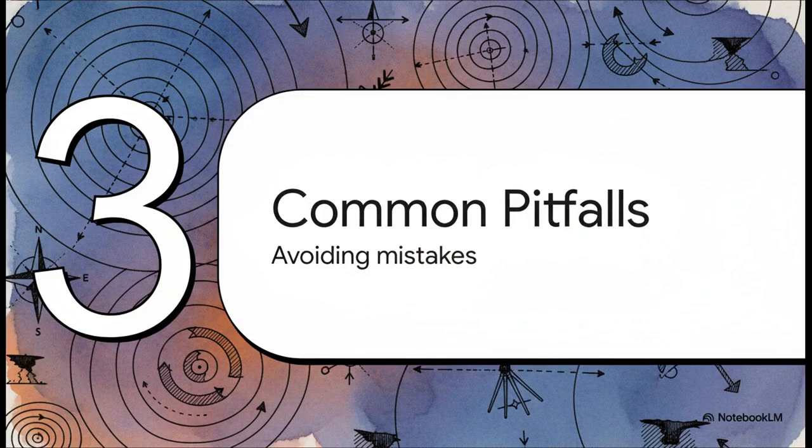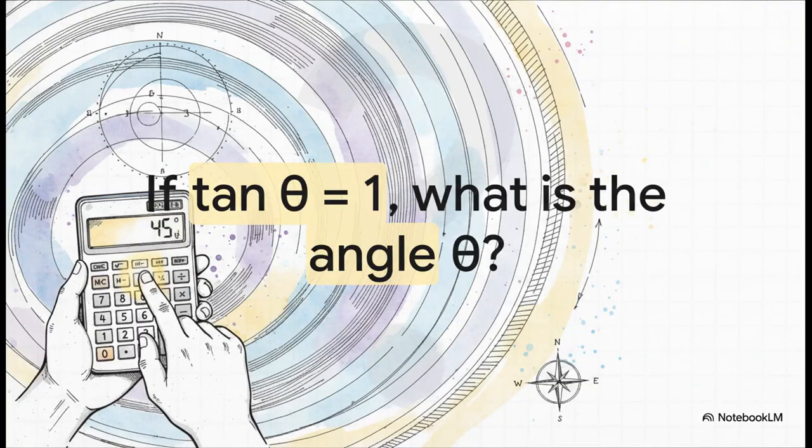Okay, so the theory seems pretty straightforward, right? But there are a couple of classic traps that trip a lot of people up when they're starting out. So let's just tackle them head on right now so you can sidestep them completely. Let me ask you a quick question. If I tell you that the tangent of an angle is 1, what's the angle? Your first instinct is probably to grab a calculator, punch it in, and get an answer. But is that the only answer?